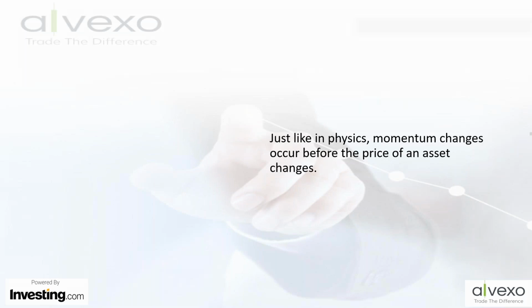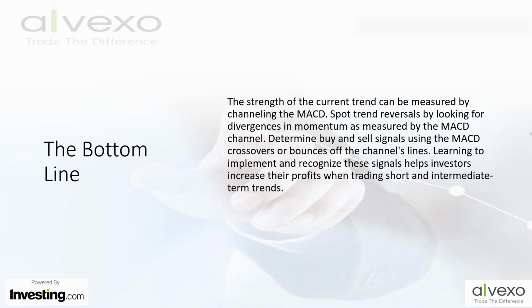So as you can see, you can easily add MACD into a nice little trading scenario just using indicators if you like. Because MACD gives you, very important, it gives you transaction signals, and it tells you the speed and the momentum of an asset. So just like in physics, momentum changes occur before the price of an asset changes. So the strength of the current trend can be measured by channeling the MACD. And it will give you a nice little trade setup.